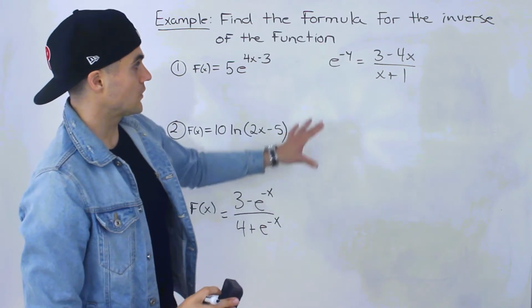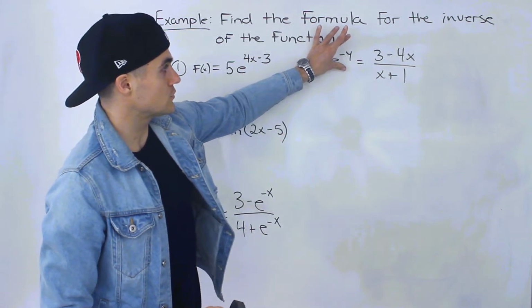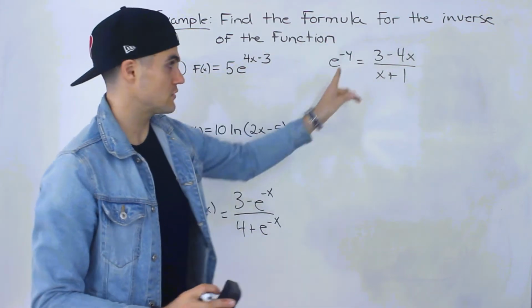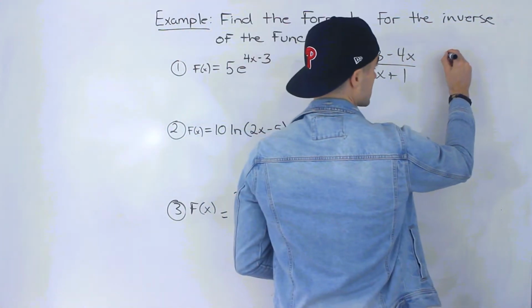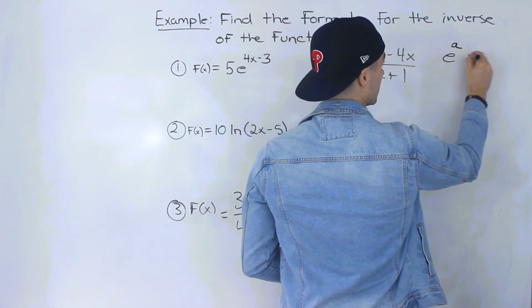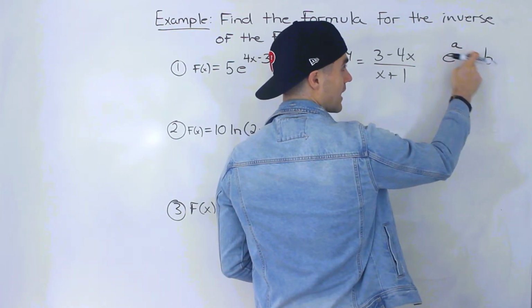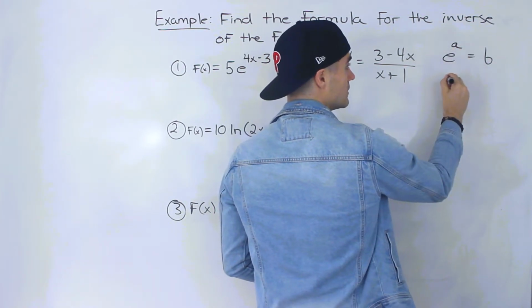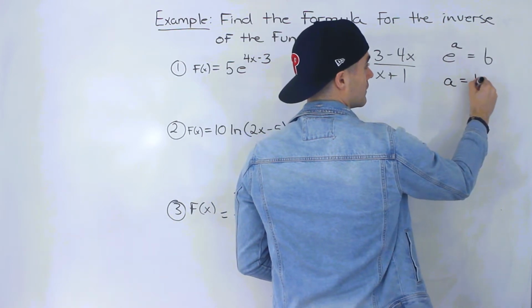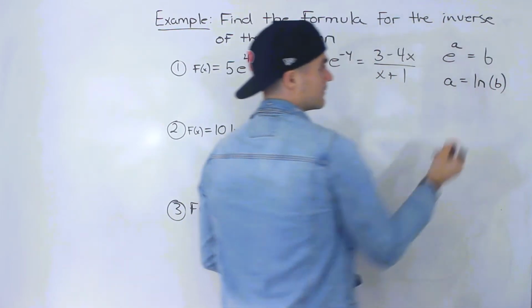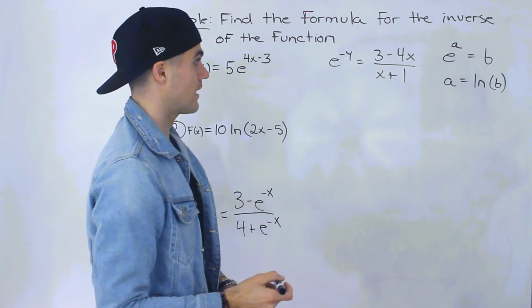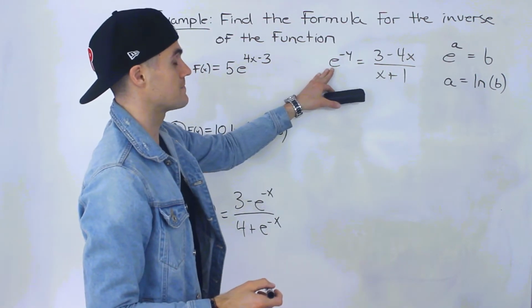Okay, so now notice that we have e to an expression equals another expression. If you remember the rule, I actually just erased it. I don't know why, but let me rewrite it again. If I have e to an expression equals another expression, e to the a equals b, and I want to isolate for the a, that's how we isolate for the a when we're dealing with a base e.